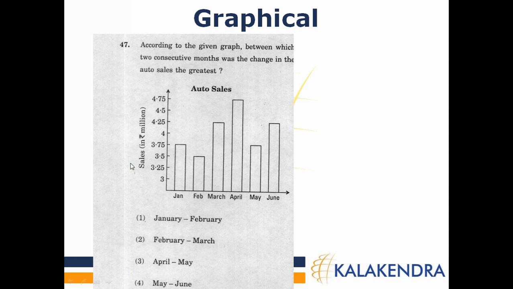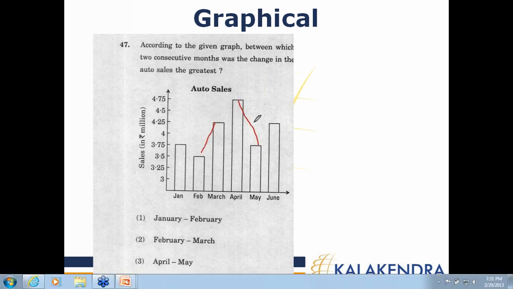3.5 to 4.25, which is 0.75. Then you've got a 0.5, etc. And then you've got a jump downwards from 4.75 to 3.75, which is a jump of 1 million rupees.